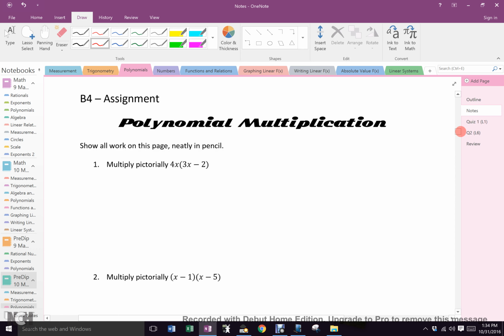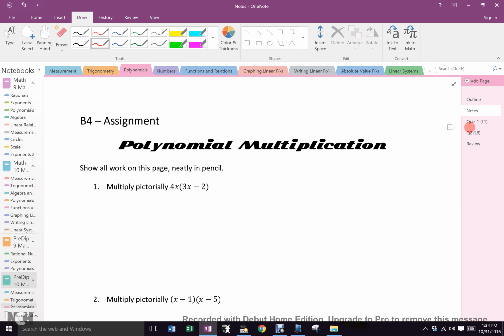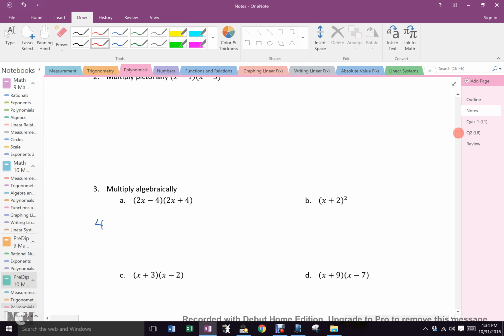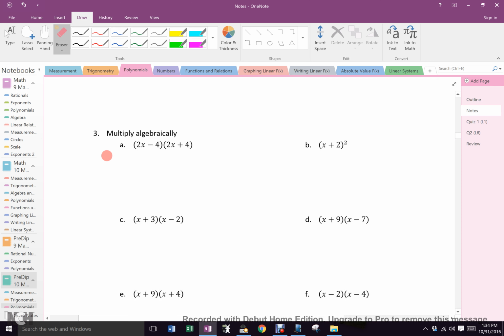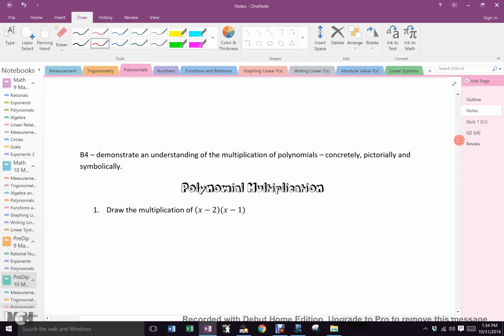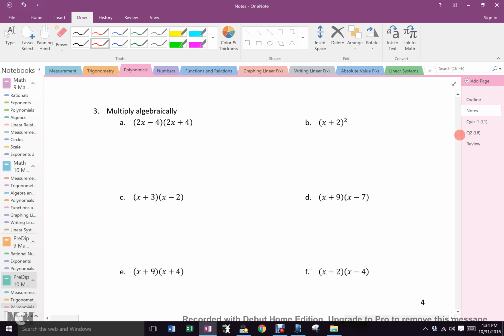So you guys don't do anything that's pictorial. Just do it algebraically, all right? So this next page should take about a minute. No, I lied. It should take a little longer. Do page 4 right now.